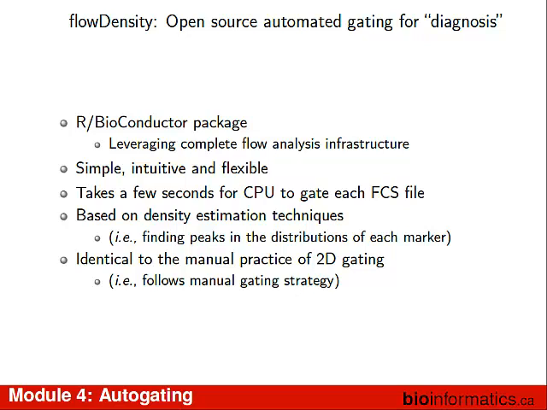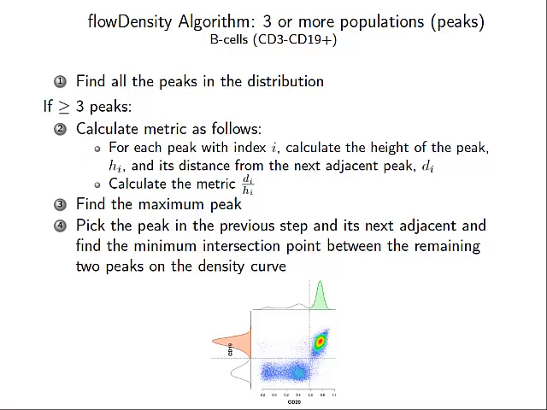It's a package that really leverages the complete flow informatics infrastructure that's in R and Bioconductor, so it uses everything. Again, we didn't have to do a lot of the heavy lifting. It's easy to use, it's flexible. It just takes a few seconds to gate an FCS file. It's based on density estimation techniques, looking at how these densities change in different kinds of samples. The goal of this tool is to automate the practice of 2D gating. So you have to start with a gating strategy. This is how it kind of works without showing the math behind it.